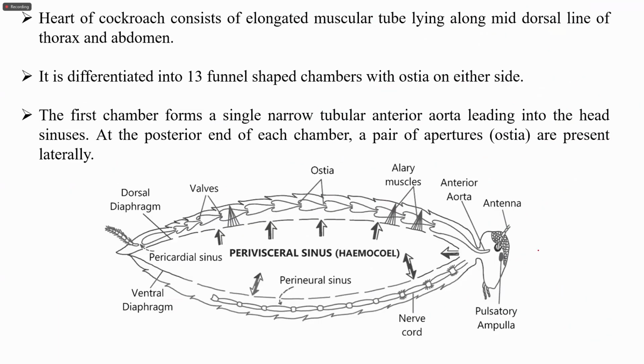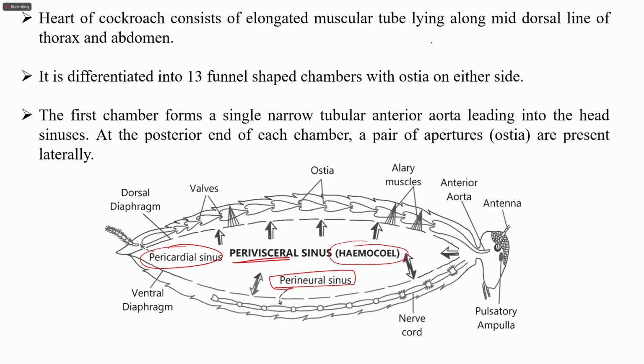So we can see in this figure also, that this is the pericardial sinus, this is the perivisceral sinus. These are the two diaphragms. This is the dorsal diaphragm, this is the ventral diaphragm. So the dorsal diaphragm is present in between the pericardial sinus and perivisceral sinus, while the ventral diaphragm is present between the perivisceral and perineural sinus. And this cavity is known as the hemocoel, where the blood rushes.